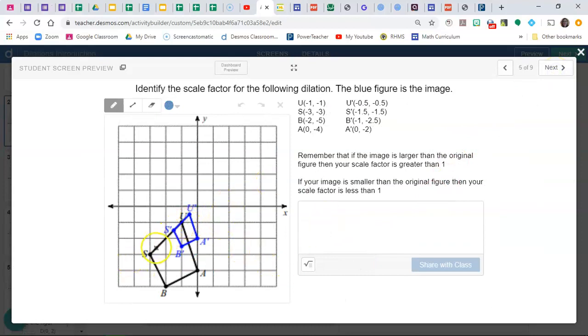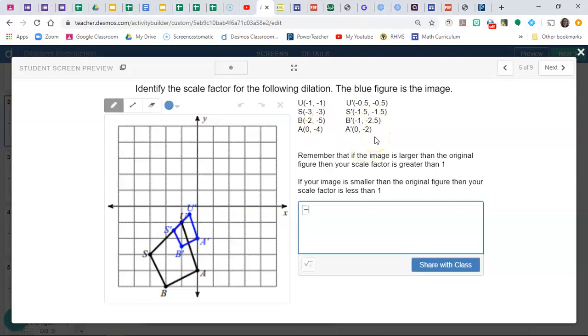If you look, this black picture here is the pre-image, my starting figure, and the blue is my image. If you notice, it is smaller than the original picture, which means that my scale factor is less than 1. So I'm going to pick any of these points. You may notice that a lot of these image points are decimals, so I'm going to pick the one that's a whole number. I'm going to compare a and a prime. The x values for a and a prime are both 0, so we don't see a change there. So I'm going to look at the y value.